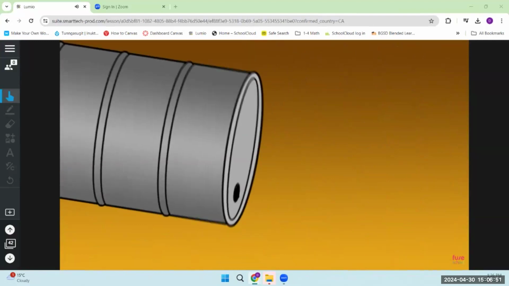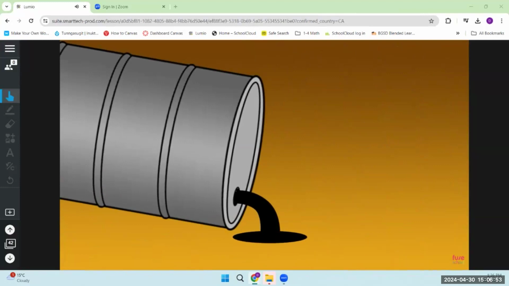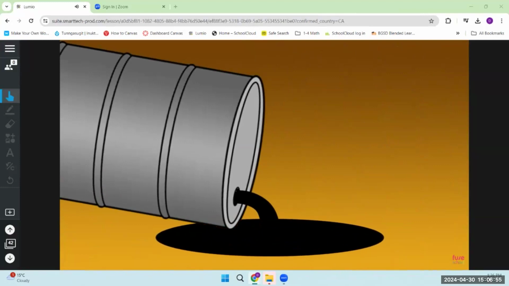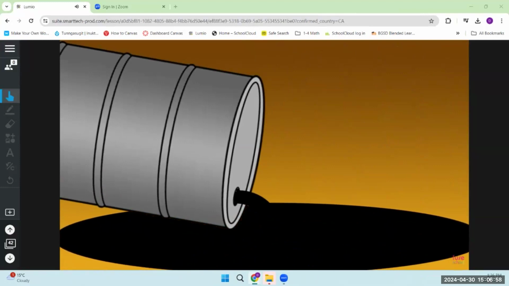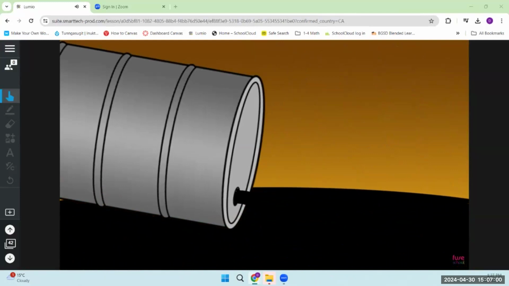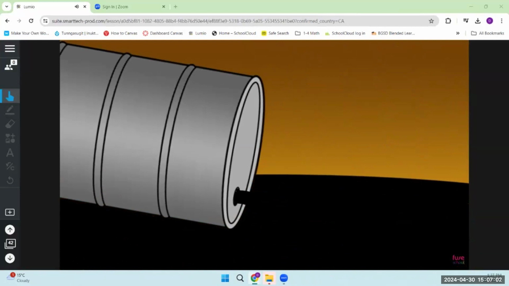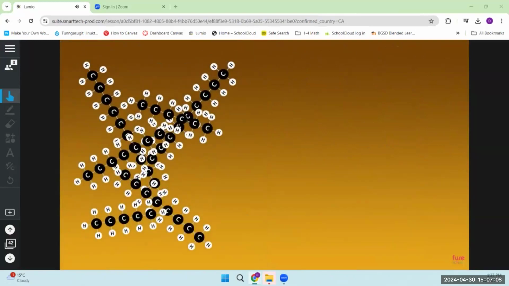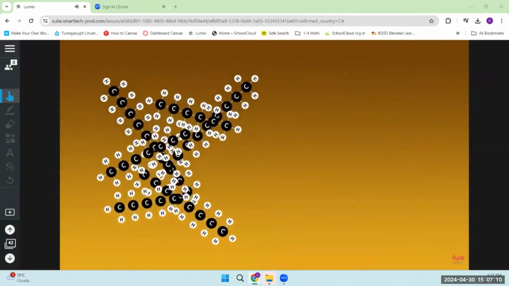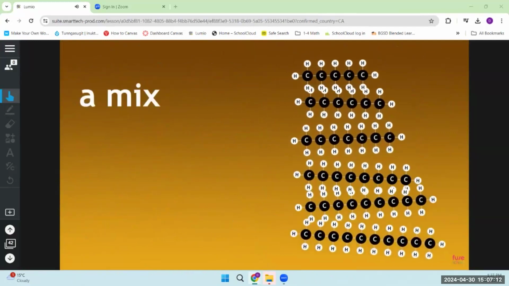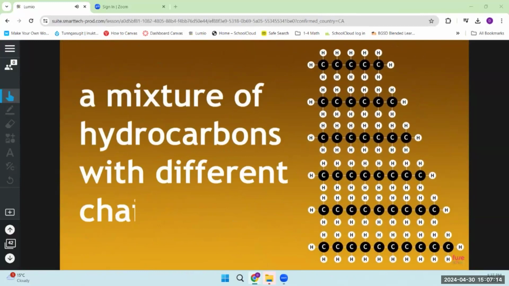However, in the raw form as crude oil, it can be a viscous, dark-coloured, tar-like consistency, and the different fractions of hydrocarbons must be separated by fractional distillation for them to be useful. Before we understand how fractional distillation works, we should be clear that crude oil is a mixture of hydrocarbons with different chain lengths, some being short molecules and some being very long.